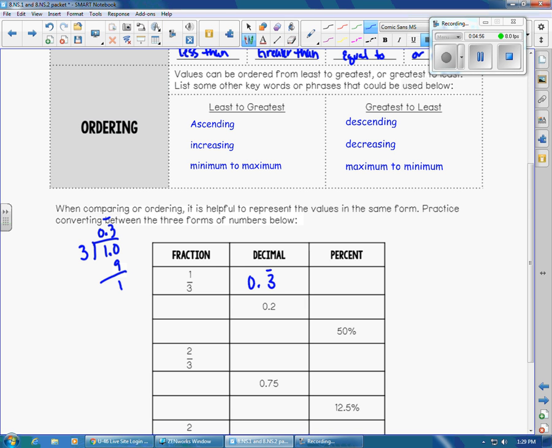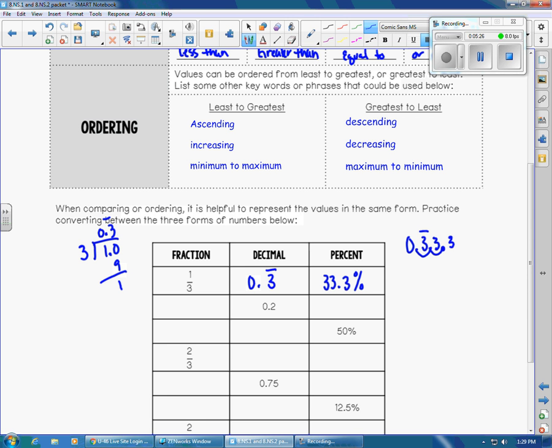So this one is 0.3 repeating. When you're changing into a percent, you're taking your decimal and you are multiplying it by 100. When you multiply it by 100, that means the decimal is hopping 2 places to the right. There's your 10, there's your 100. Remember, 0.3 repeating means you've got 33333 going on. So this would be 33.3%. Okay?